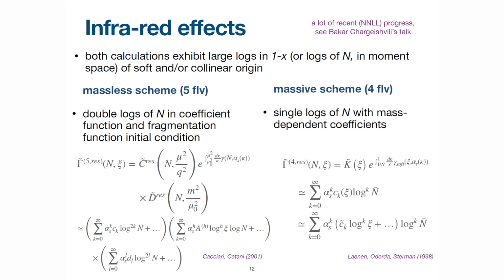Okay, you can ask yourself, what is the structure of the logs in the massive scheme? And this calculation was done by many people, in particular by Laenen, Oderda, and Sterman in '98. The structure of the resummation is the following. You have the exponential of an anomalous dimension. This is sometimes called the massive soft anomalous dimension. This is now known, I think, at 2 loops, but actually we only use 1 loop, and times a coefficient function. What is the structure of this resummation? Well, here you have mass, so you only expect, and indeed you only have, single logs in N to any order in perturbation theory, accompanied by a single log of the mass.